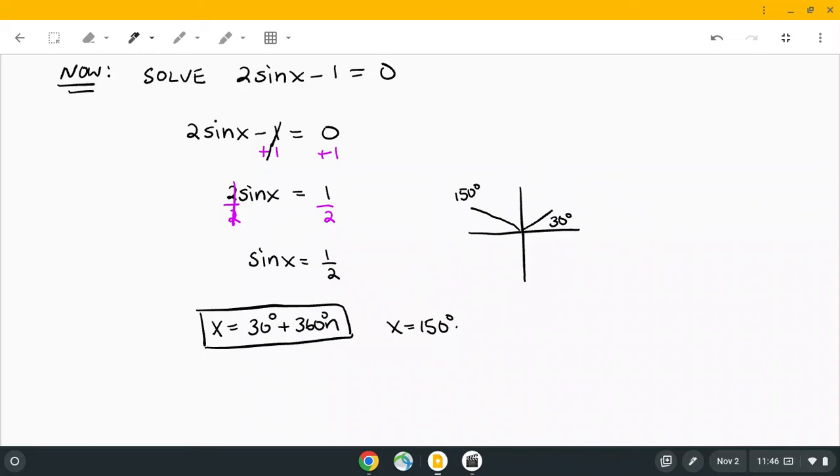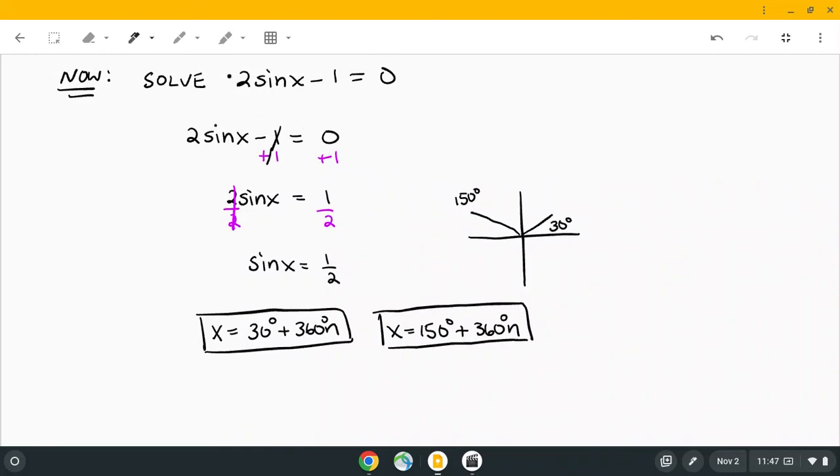And then we do the same thing here with the 150. We're going to go ahead and add 360 degrees times n. And that n can be any integer. So it could even be negative, so that you get all of the negative angles that are coterminal with these. Okay, so again, if it just says solve, you have to write your answers like this.